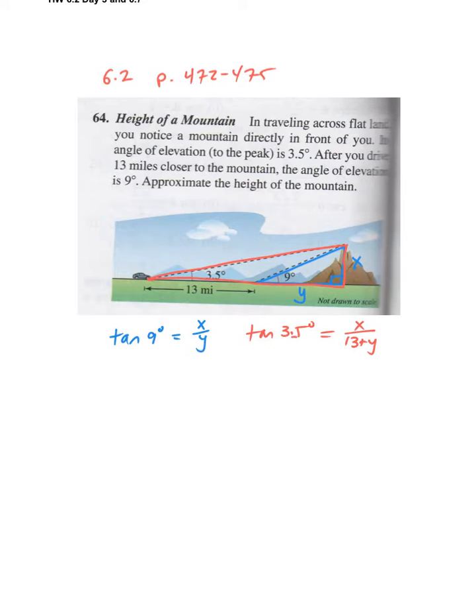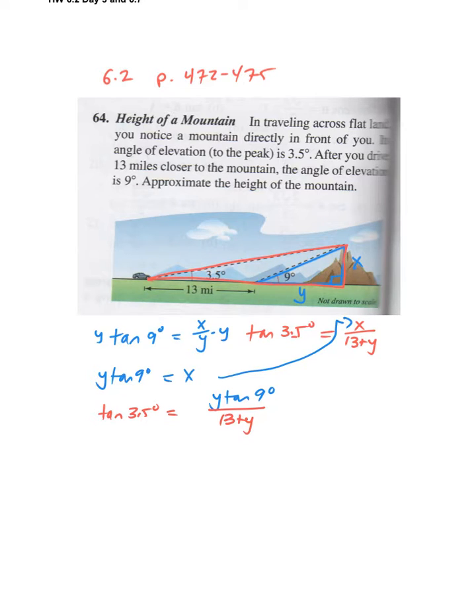I'm going to take the equation on the left and solve this for x. So I'm going to multiply both sides by y, and when I do that, I get x equals y tangent 9 degrees. I'm going to substitute that expression in for x in my other equation, which gives me an equation in one unknown, which is just y. So that becomes tangent 3.5 degrees equals y tangent 9 degrees over 13 plus y.